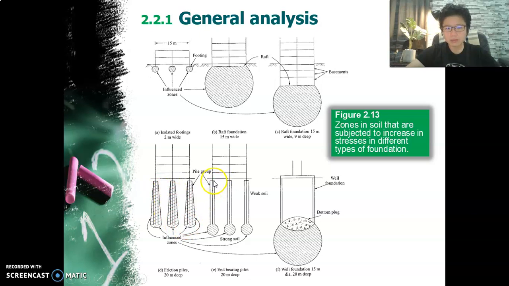Similarly, if you are having pile groups as such, and the soil is end bearing, meaning that at this level, where the shaft of the pile is, these soils are not able to sustain any load. All loads are being taken at the end of the pile, and you can see that the pressure bulb, the influence zones are being formed like this, at the base of the pile.